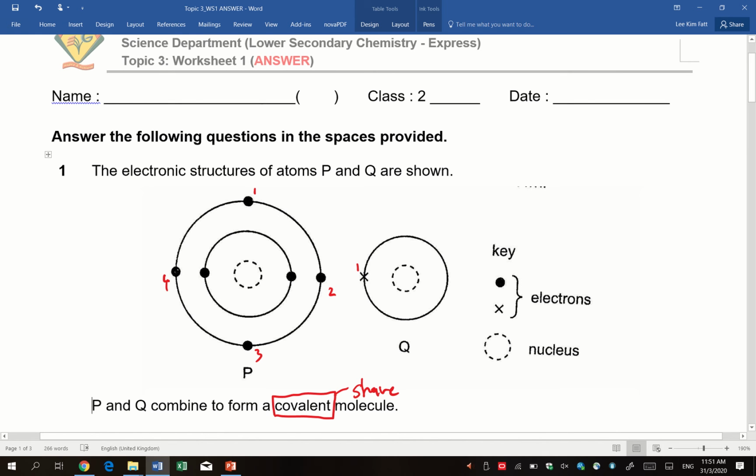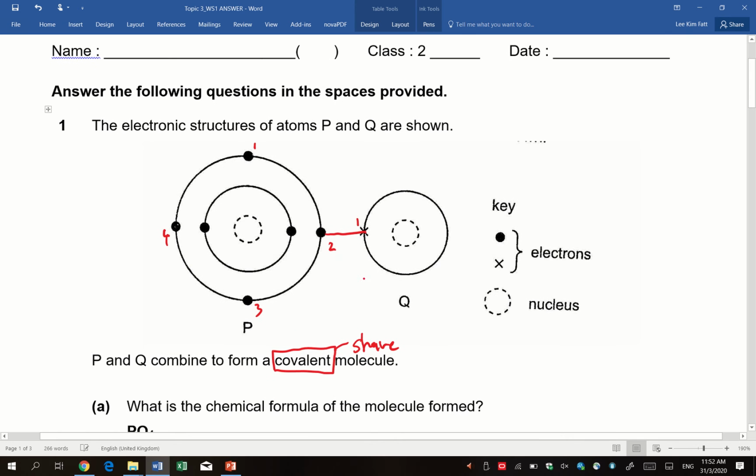So how would they share the electrons so that P and Q achieve a stable electronic configuration of a noble gas? If you follow whatever we have been doing normally, you will realize this should be fairly simple. Since Q has only one unpaired valence electron, you will share its one valence electron with one of the unpaired valence electrons on atom P. And all you need to do is repeat it another 3 times.